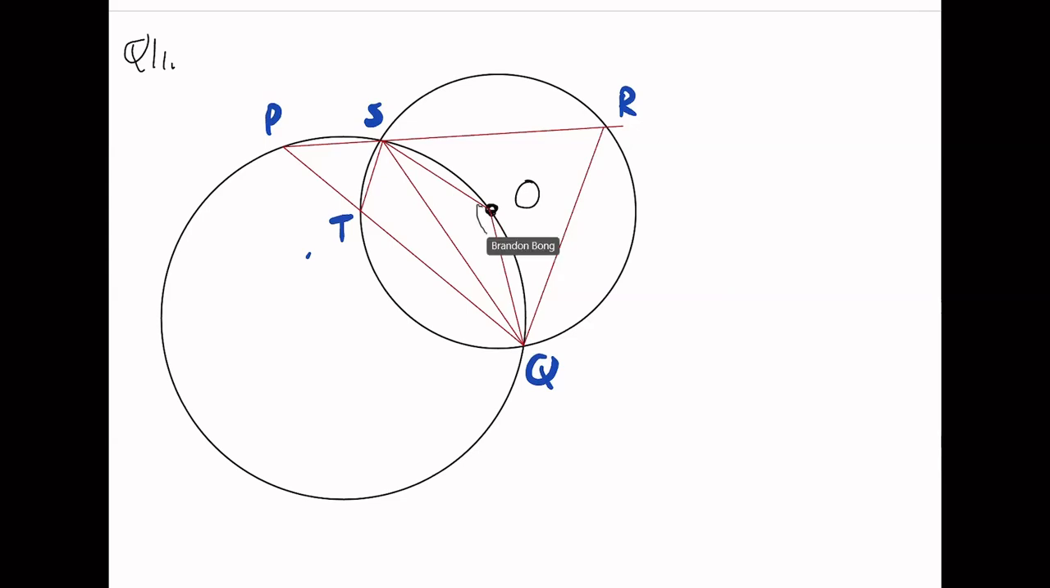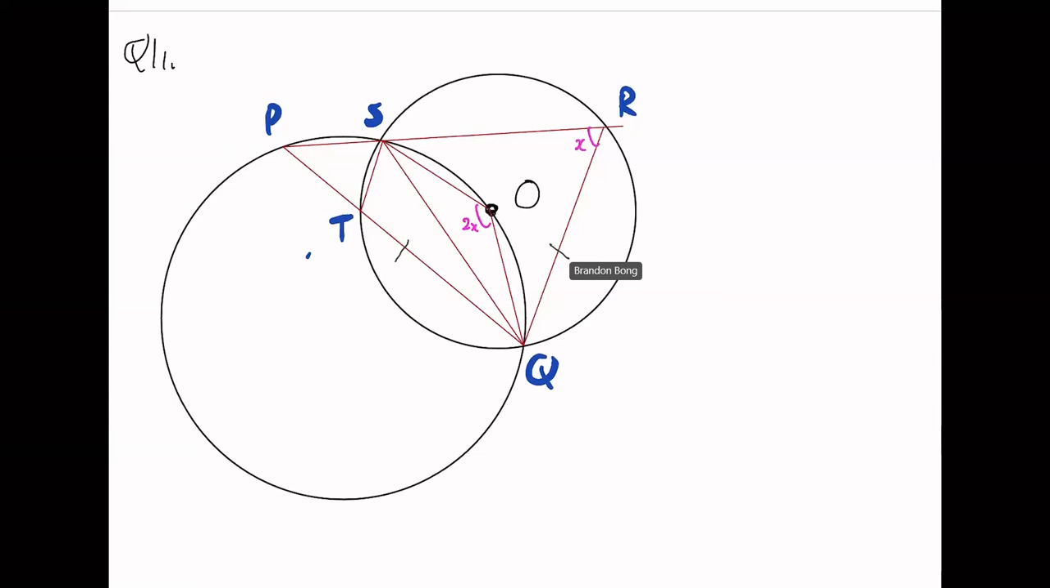Okay, so let me read the question. In the figure, O is the center of the smaller circle QRST, and PSR and PTQ are straight lines. Part 1, prove that PQ equals PR. Okay, yes, good.